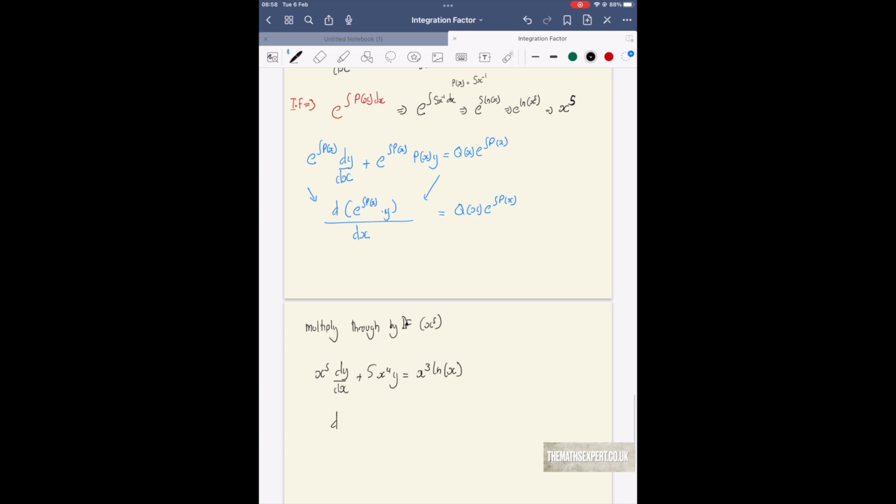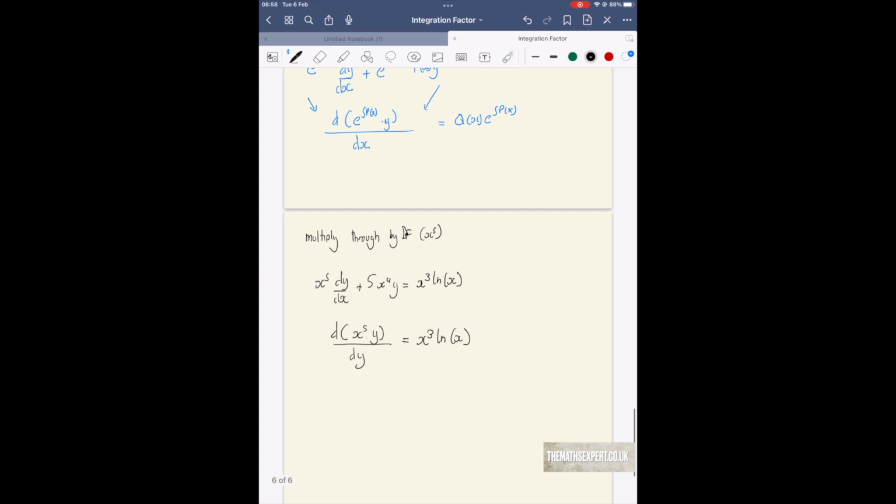Well, we know that if we do the reverse product rule here, we're going to get d of the integration factor, in our case x to the 5, times y, I'll put a dot in the middle to separate them, dx, would equal x cubed ln of x. And that's what you need to know. And here we're going to quickly go to the side in blue again to make sure it's the same. We're going to make sure that this left-hand side equals each other, right?